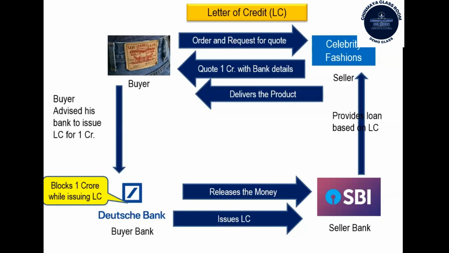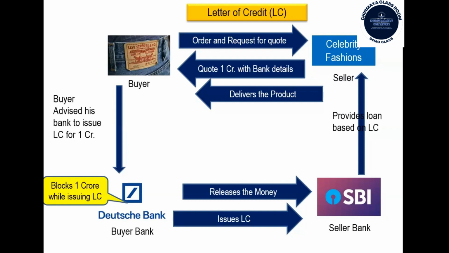So, Celebrity Fashions, without spending a single rupee, has completed the project and earned the profit. State Bank of India, simply sitting, has given 60 lakhs worth of loan and gained through interest. Levi's Jeans, without having any trust in any company all over the world, can still complete the project without giving any advance. Correct?